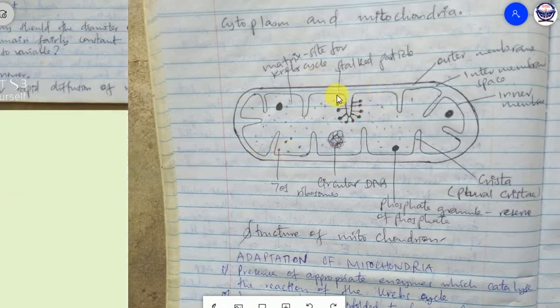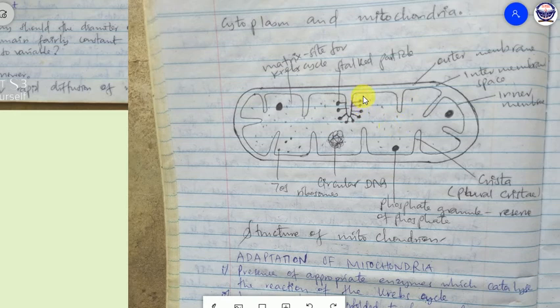Now, here we have the outer membrane of mitochondria. It is the one which maintains the shape of the mitochondria. From there we have the inner membrane. The inner membrane consists of multiple infoldings, as you can see. These infoldings are called cristae. Crista is the singular, but the plural is cristae. All of these in combination we call cristae.